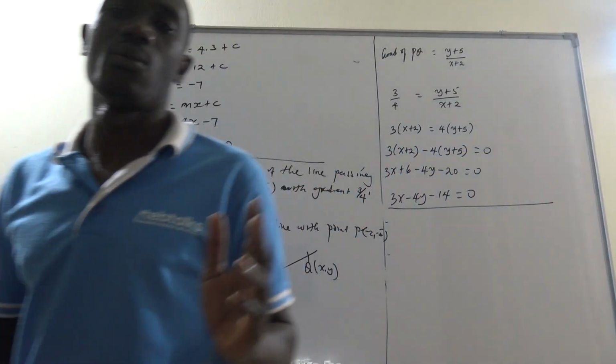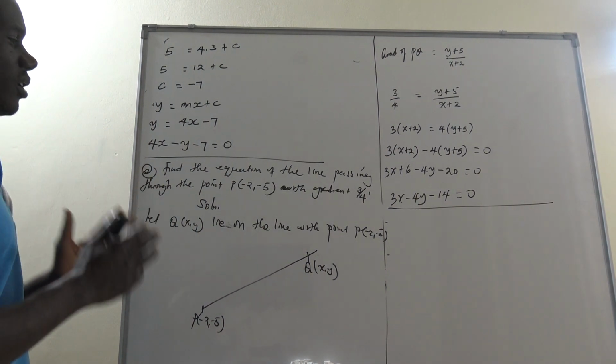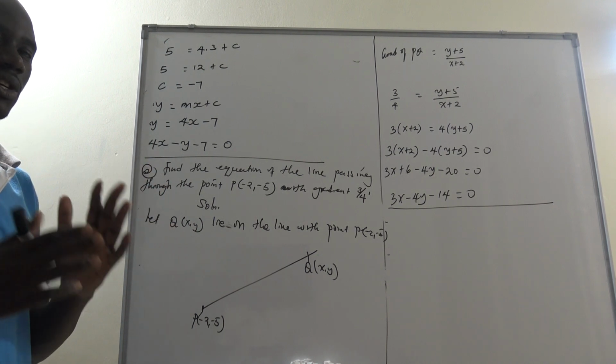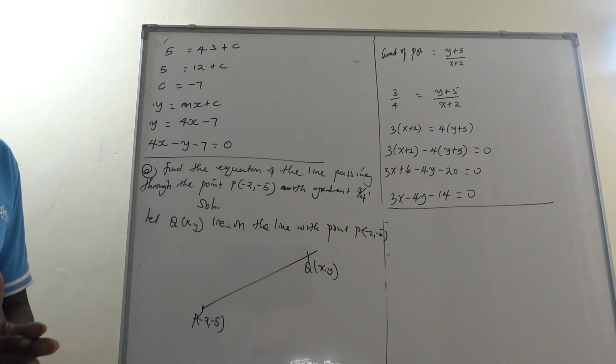And that's how we can solve for the equation of the line when you are given the gradient and you have got a point. So when you have a point, you can easily use any of those methods and you'll come out with the exact thing.